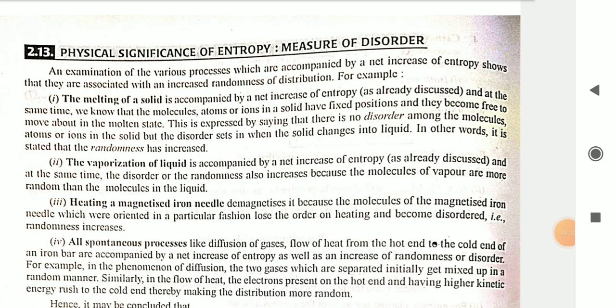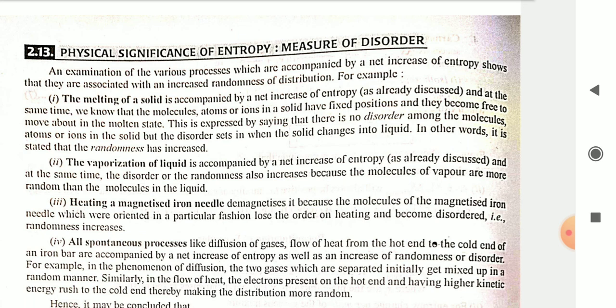Physical significance of entropy: a measure of disorder. An examination of the various processes which are accompanied by a net increase of entropy shows that they are associated with an increased randomness of distribution. For example, first, the melting of a solid is accompanied by a net increase of entropy, and at the same time we know that the molecules, atoms or ions in a solid have fixed positions and they become free to move about in the molten state. This is expressed by saying that there is no disorder among the molecules, atoms or ions in the solid, but disorder sets in when the solid changes into liquid. In other words, the randomness has increased.